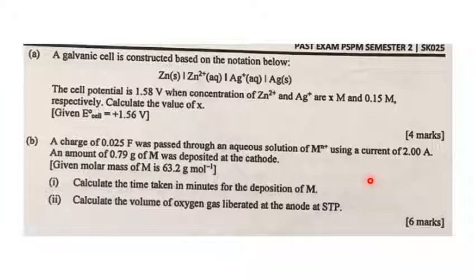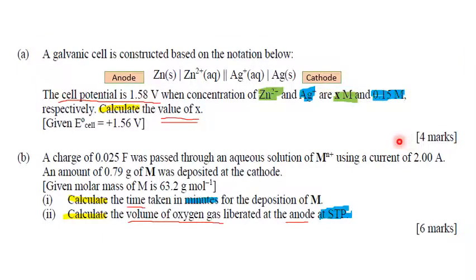Okay, again this is the original question. This set of questions follows the latest format. So for electrochemistry, total 10 marks. Okay, next. Let's start to analyze the question.